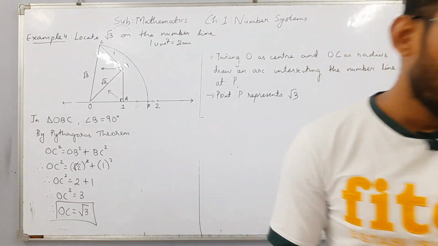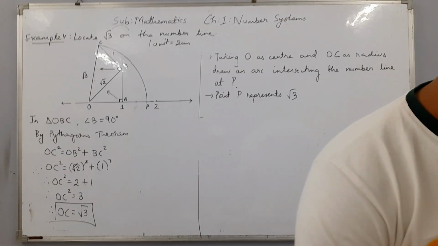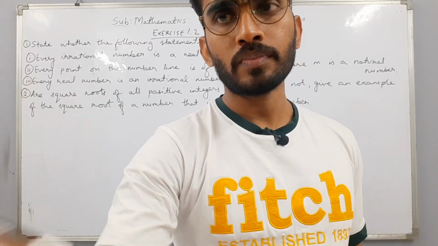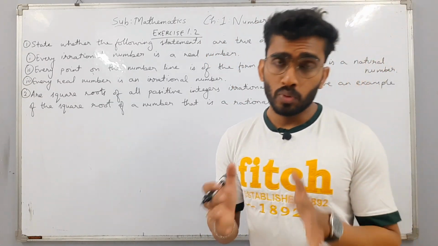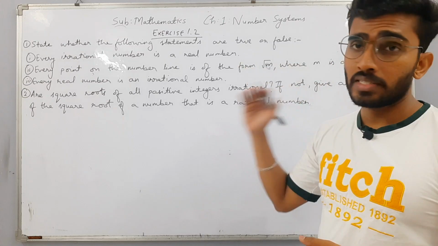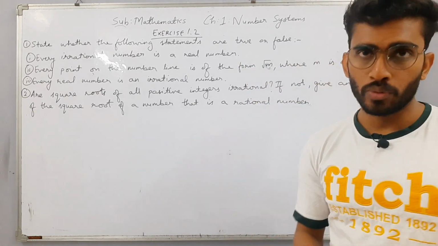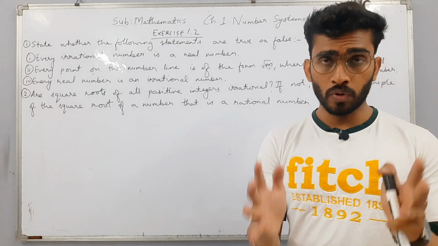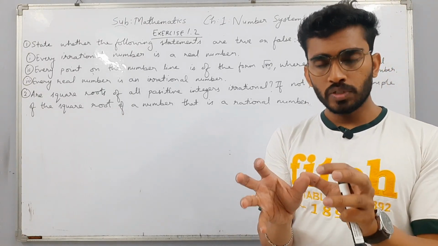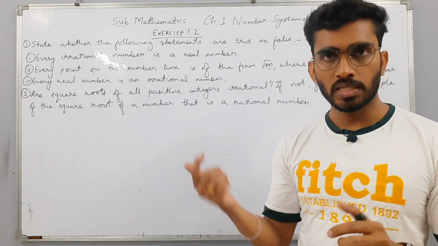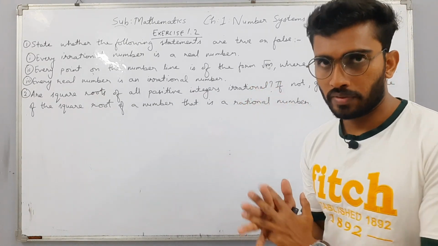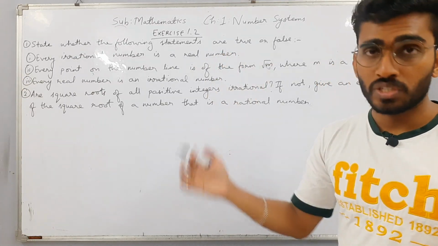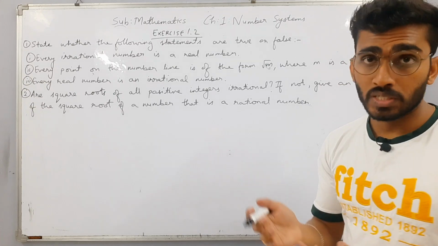Alright, so after example 4 we will start now exercise 1.2. Here on the board I have written the first and second question of exercise 1.2. The first question is: state whether the following statements are true or false. Based on the knowledge which we saw before we start this exercise, we have to give the answers, and we have to justify them. We have to give reasons for the answer.